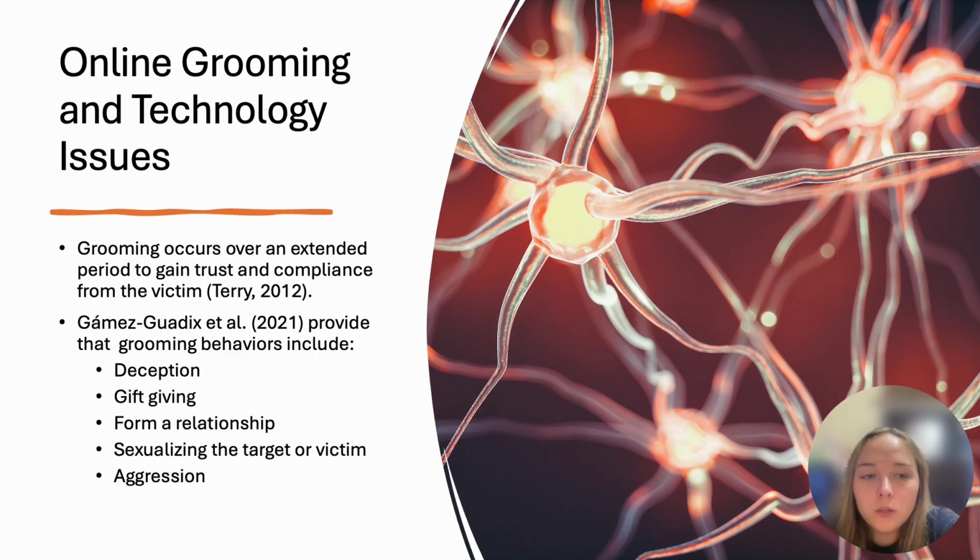Some grooming behaviors include deception. So the offenders can be lying to the victim, telling them that they're similar, that they grew up similar, lying to them about their identity, their age. They can be giving gifts or money, candy, whatever it is to get the victim's compliance. They can form loving relationships, as partners, and the victim not know. And then, of course, there's sexualizing the target or the victim. And then there's using aggression when the victim doesn't want to comply.